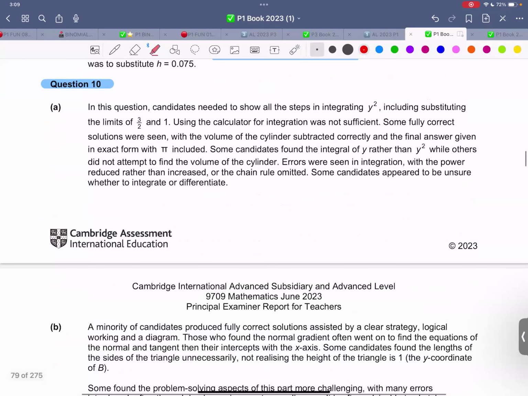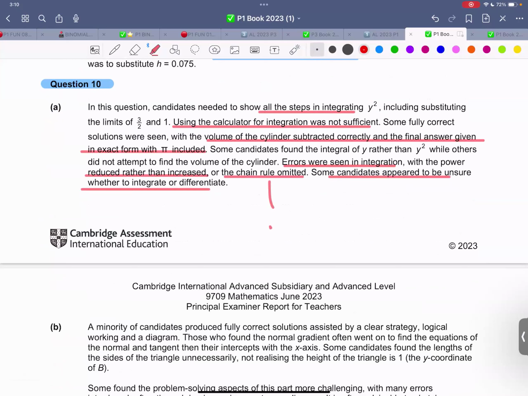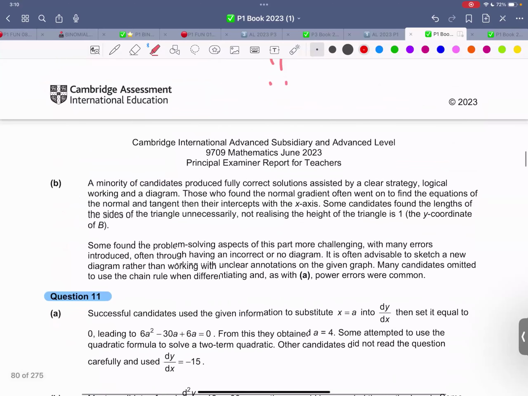Question number 10. In this question, candidates need to show all steps in integrating. I'll just focus on this. Using the calculator for integration was not sufficient. Volume of cylinder subtracted correctly and final answer given in exact form with pi included. Errors were seen in integration: power reduced rather than increased, or the chain rule omitted. Some candidates appeared to be unsure whether to differentiate or integrate.